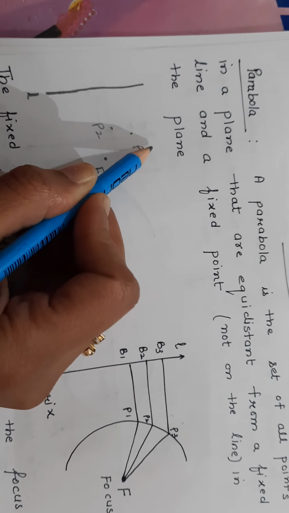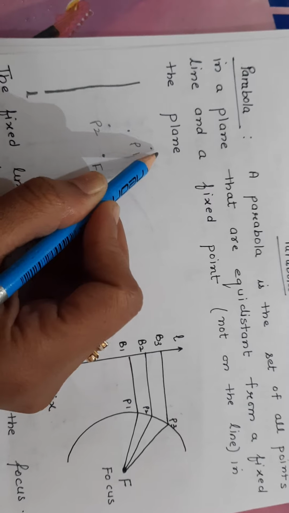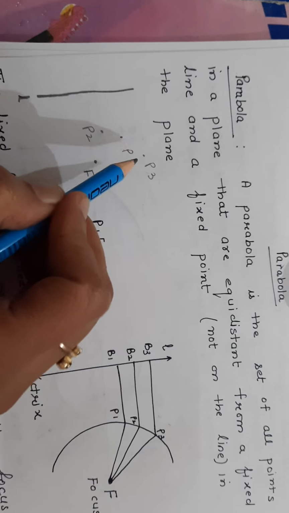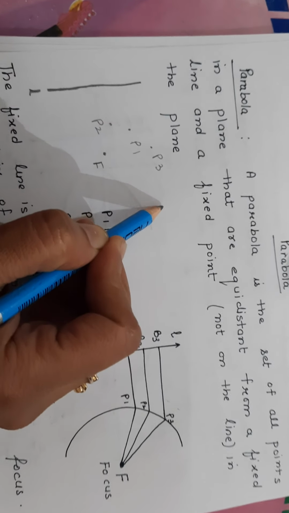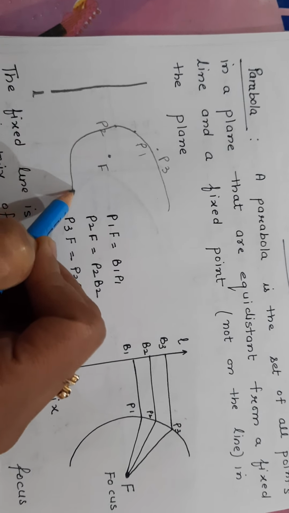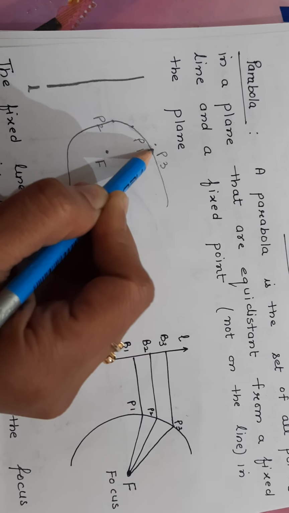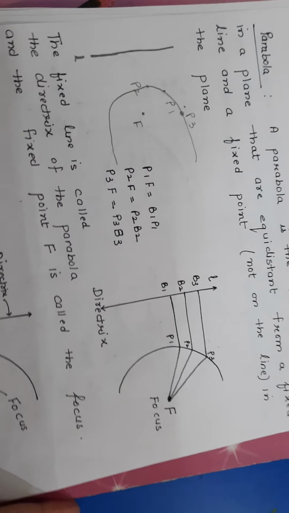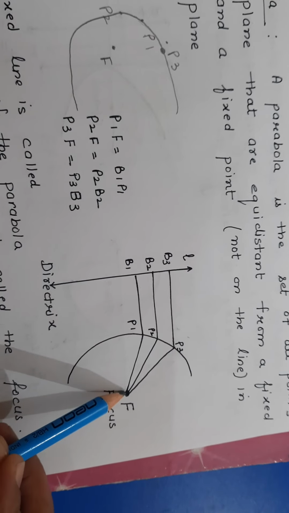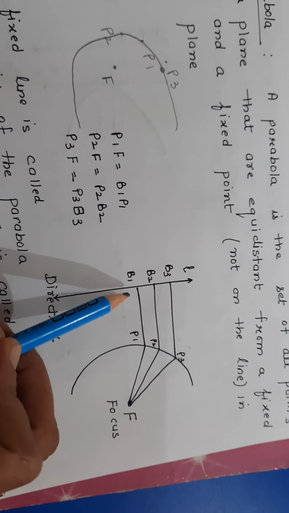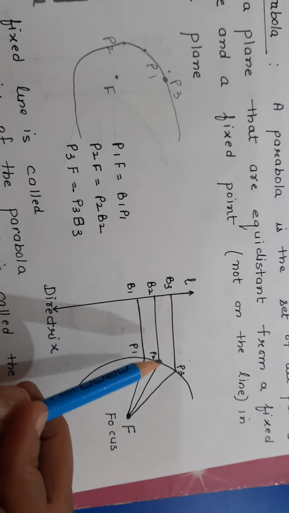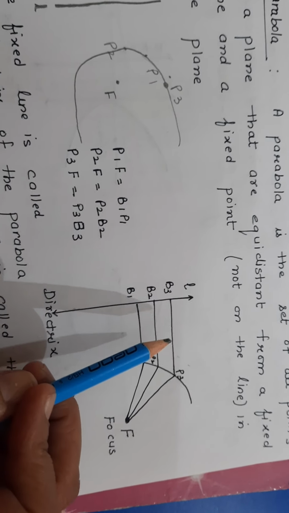Take another point, P3. Now the distance of P3 from F must be equal to the distance of P3 from line L. The curve described in this way is called the parabola. Like here, the distance of P1 from F, this P1F, is equal to P1B1. Then P2F is equal to P2B2. Then P3F is equal to P3B3.